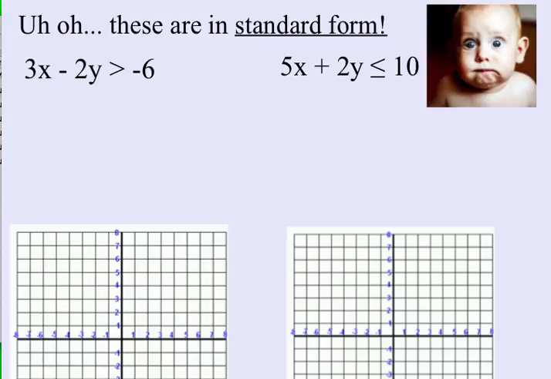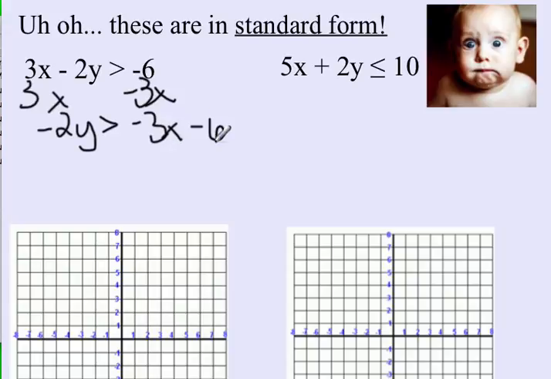So let's take a look at number 8. Look at that scared baby. Uh-oh, these are in standard form. Well, we need to solve for y then. So first thing I'm going to do is subtract this 3x over to the other side. So then I get -2y is greater than -3x minus 6. So I'm going to go ahead and divide both sides by -2 to solve.